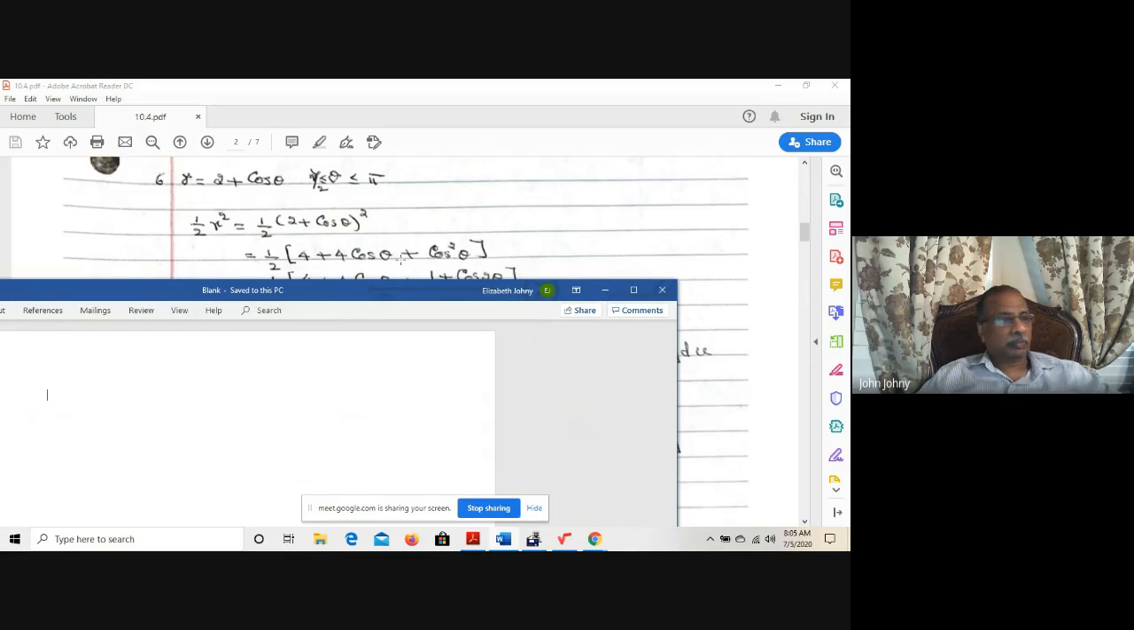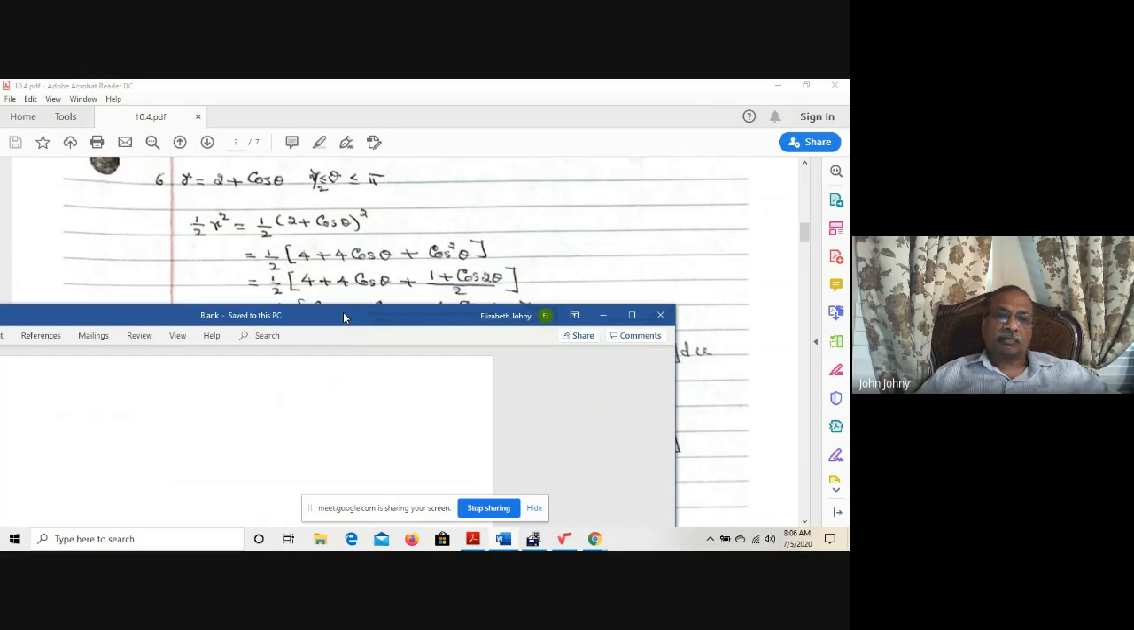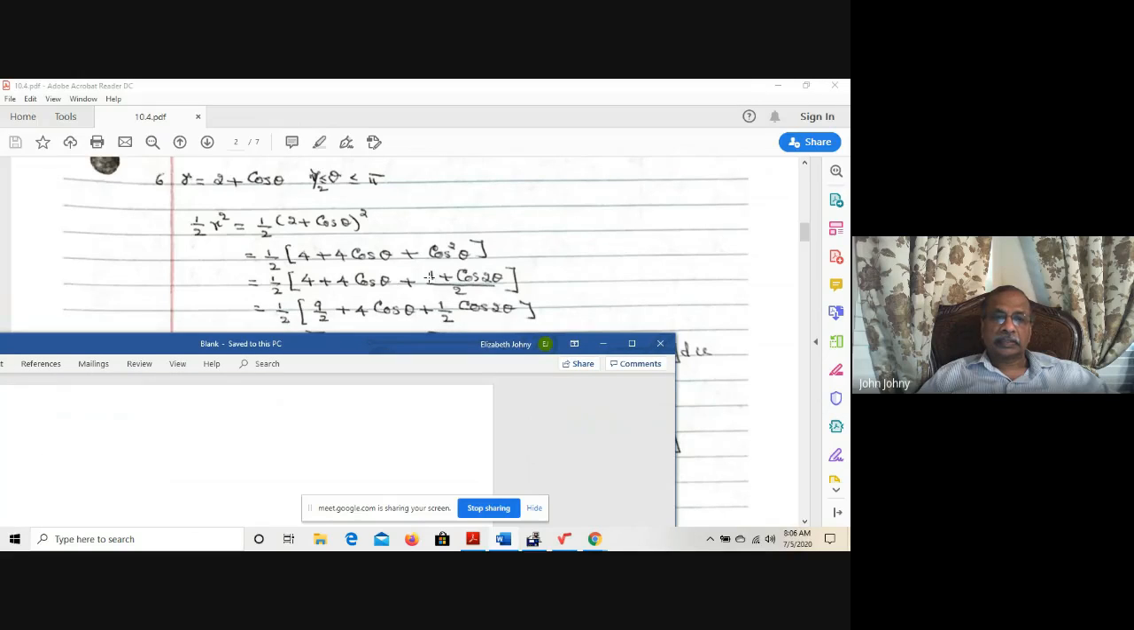If you don't remember the formula for a plus b the whole squared, which is a squared plus 2ab plus b squared, then you write 2 plus cos theta times 2 plus cos theta, FOIL and combine like terms, you get this. So that is 1/2 times 4 plus 4 cos theta plus, using the power reducing formula, cos squared theta is 1 plus cos 2 theta over 2. And this is a plus 1/2.